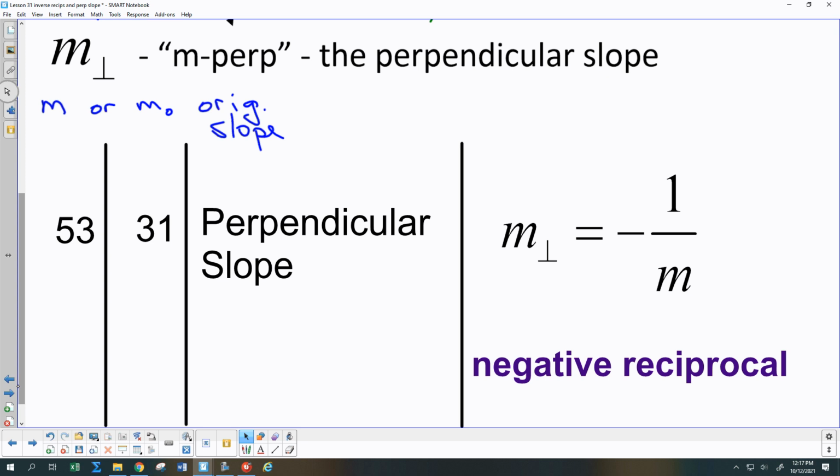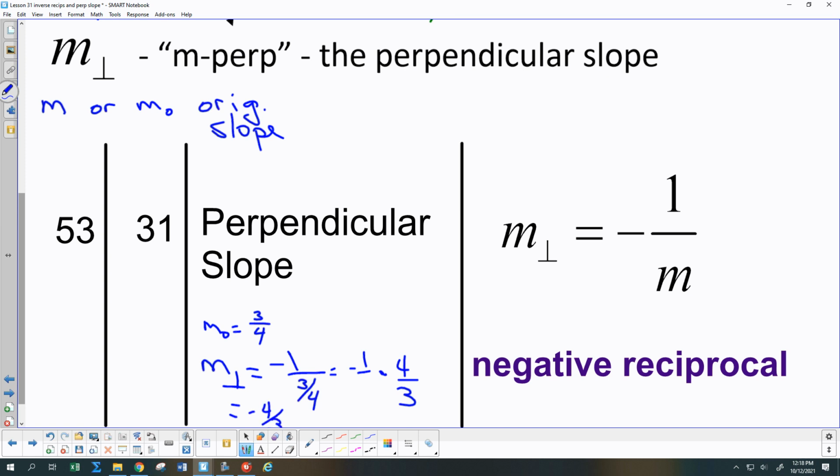And I'll point out that works even if it's a fraction. If the original slope was 3/4, and I want the perpendicular slope to be negative 1 over 3/4, I need to take the numerator times, flip the denominator upside down, and I'd get negative 4/3. So that works even if it's a regular proper fraction. It doesn't have to be an integer.